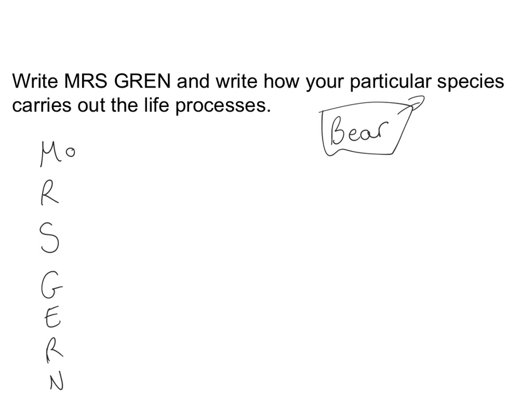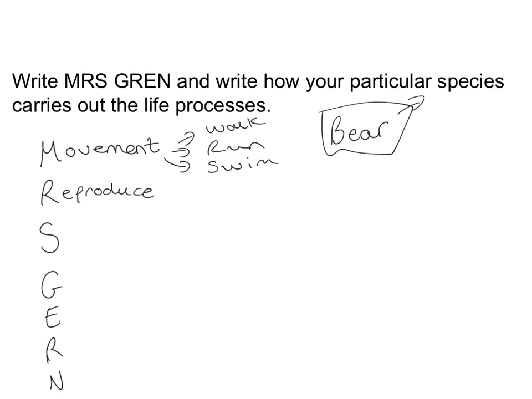So what does M stand for? It stands for movement. And can a bear move? Yep, we've seen a bear walk, we've seen a bear run, we've seen a bear swim. Just a couple of examples. So we know a bear can move. Okay, next one then, reproduce. Okay, bears can make their own young, and we call them cubs. So we've seen that bears make living offspring.